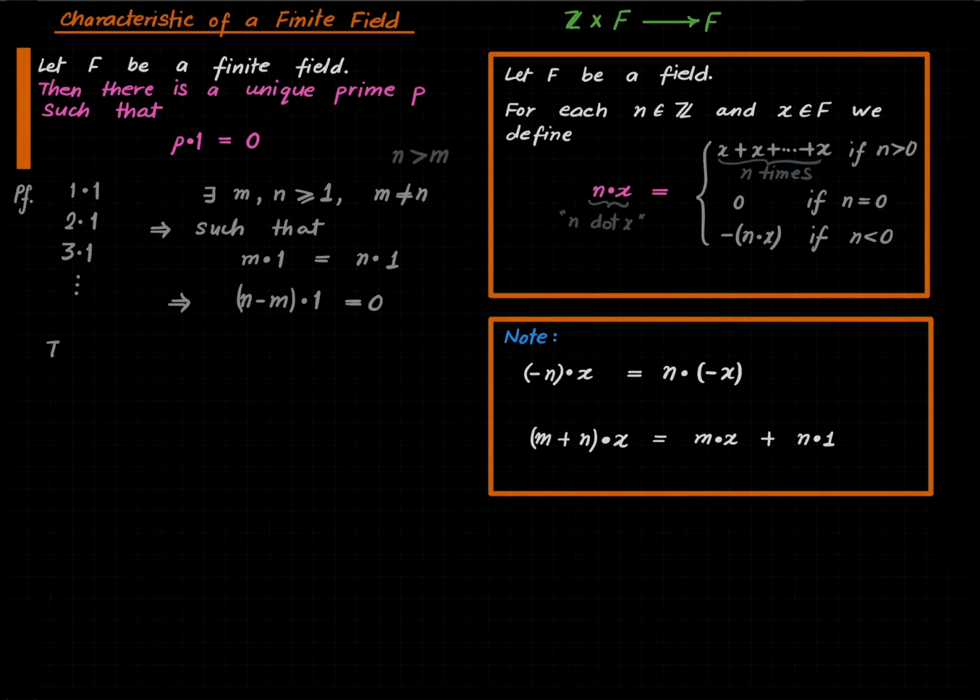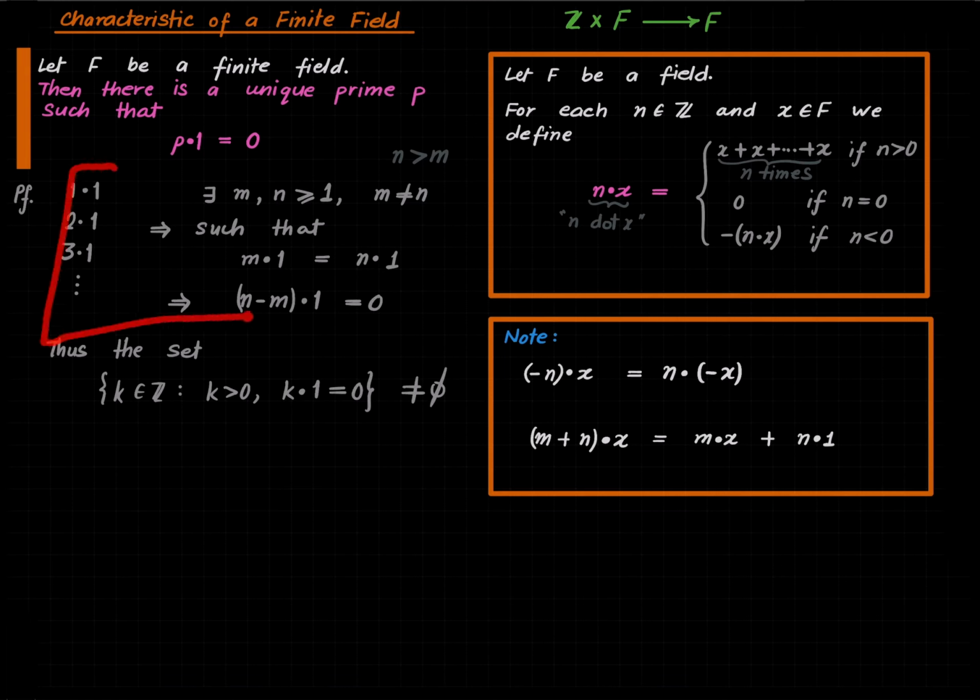So thus, the set of those positive integers k, where k is positive, with this property is a non-empty set. So far, this reasoning just tells us that the set of positive integers which scale 1 to 0 is non-empty.